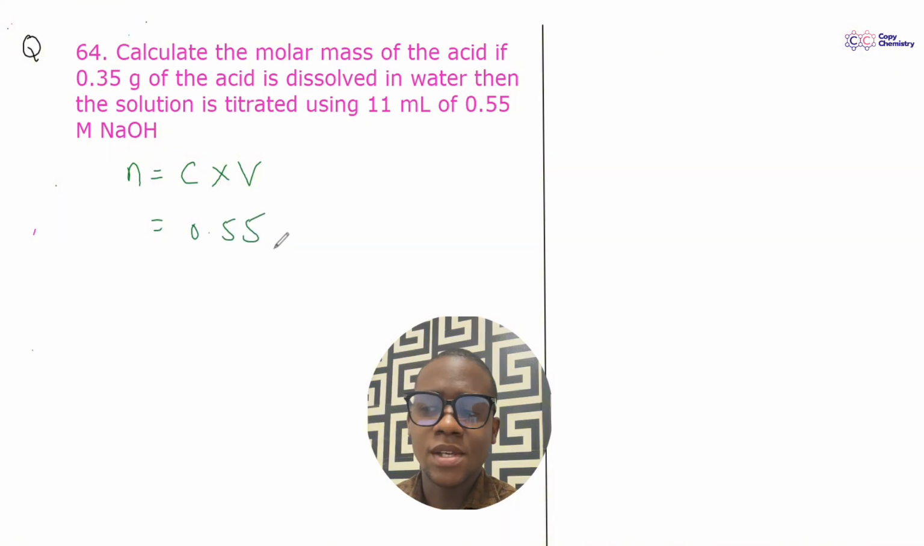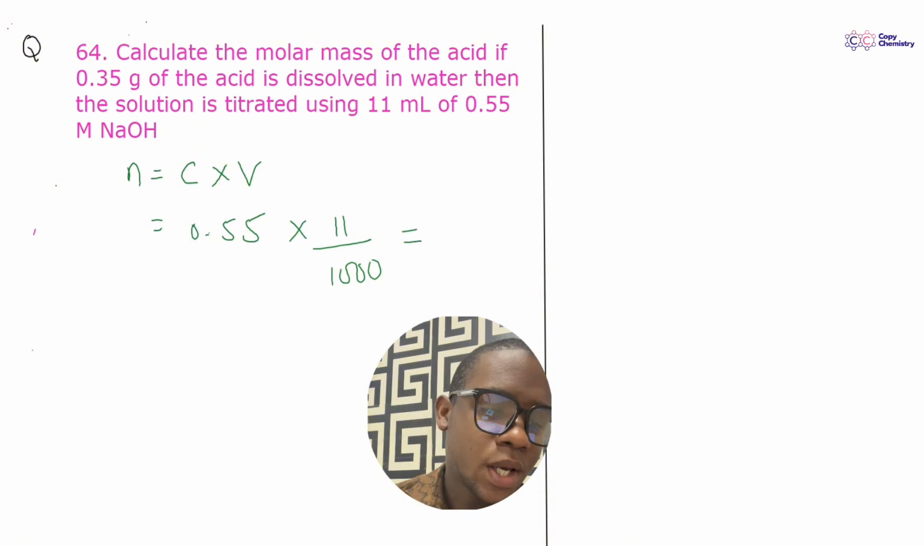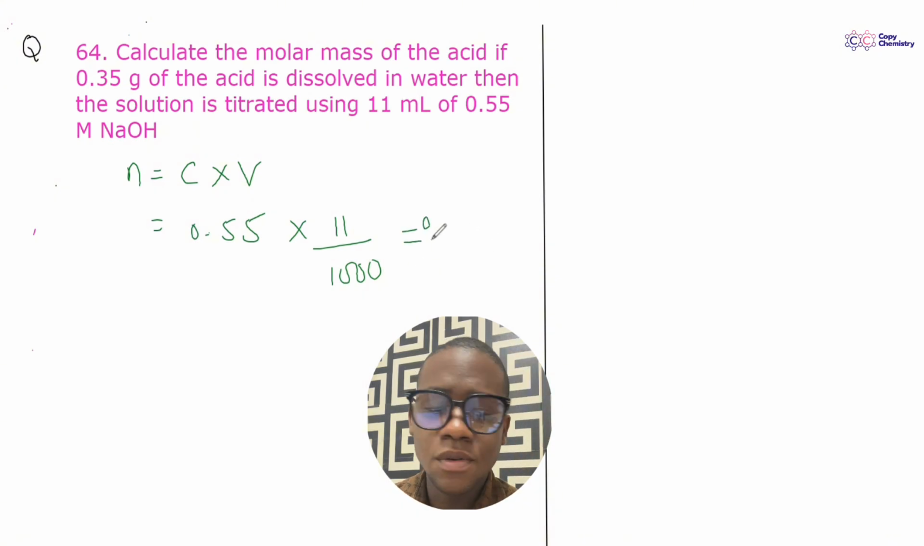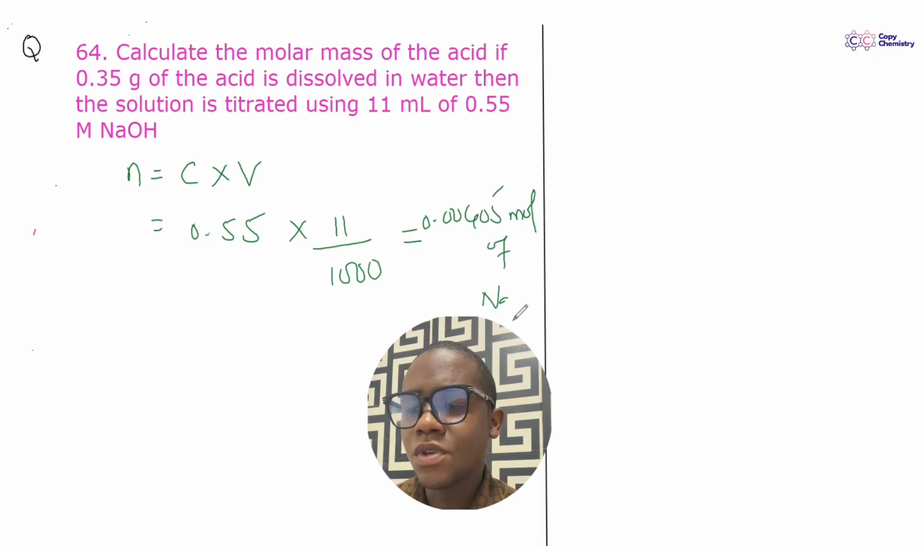0.55 is our concentration in molar. It means that our volume must be in liters. So if I have 11, I must divide it by 1000. And then when I calculate all that, I would have 0.00605, and that would be the moles. This is the moles of sodium hydroxide.